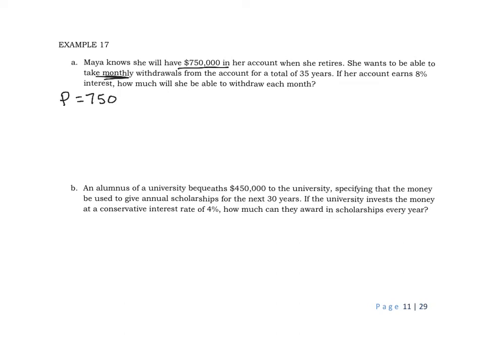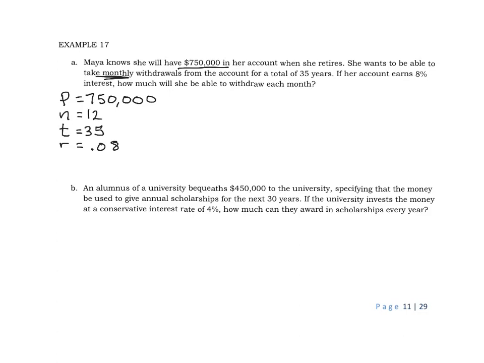Gosh, it'd be nice to take out $750,000 every month. I just don't think that's reality for most of us. So N is 12 because she wants monthly withdrawals, and she wants to receive that for 35 years. Her account earns 8% interest. I don't know where they're coming up with some of these rates. It's pretty healthy. Okay, how much will she be able to withdraw each month?